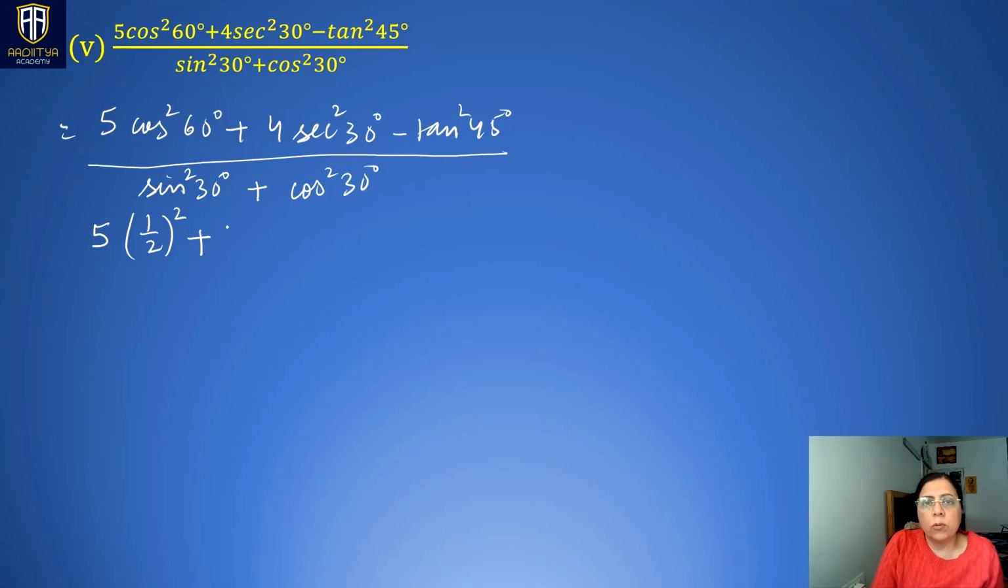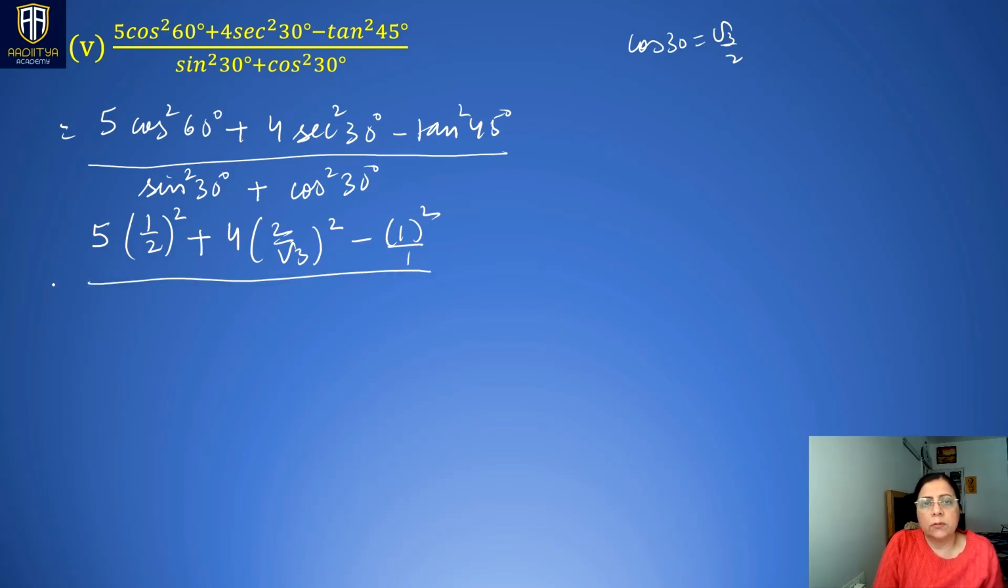Then we have 4 multiplied by secant 30. See, cos 30 is root 3 by 2. So secant 30 becomes 2 by root 3 whole square minus tan 45, which is 1, its whole square, right? Now in the denominator we have sine 30, which is half, raised to the power 2, added to cos 30. Cos 30 is root 3 by 2 raised to the power 2.